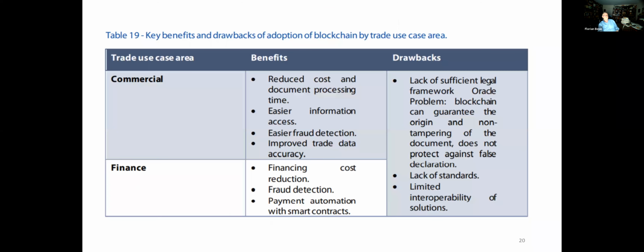So these are the benefits and drawbacks of adoption by different areas. They all again have a short list. Remember, we started with faster, cheaper, and better. So cheaper, reduced cost, easier information access, more convenient, easier fraud detection, all these things. Lack of sufficient legal framework.